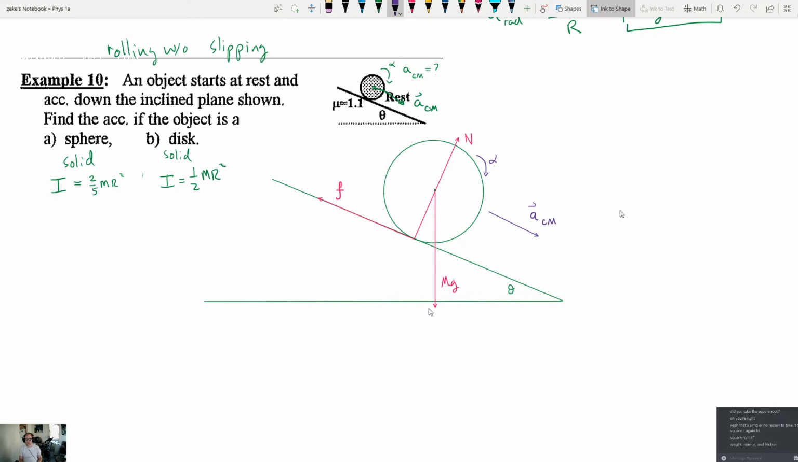The next thing to do is to just draw a coordinate system. So I'm going to make this the positive x direction. And perpendicular to the surface will be the positive y direction.